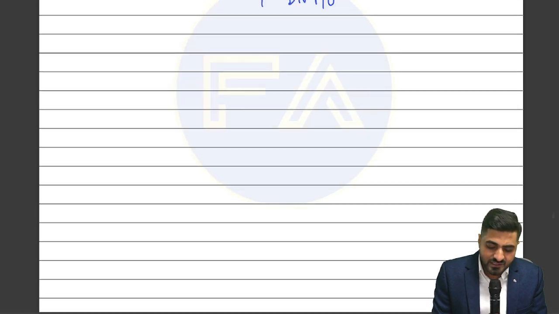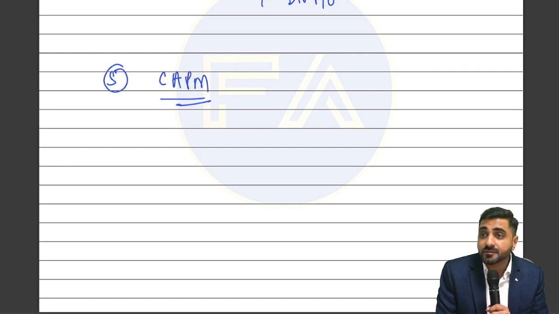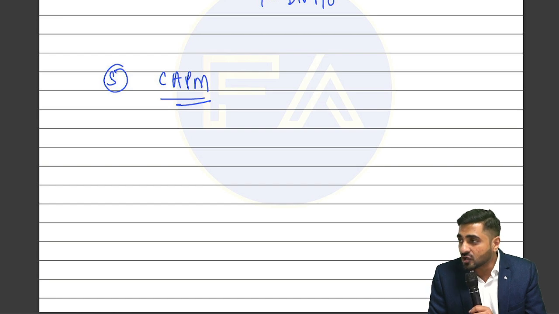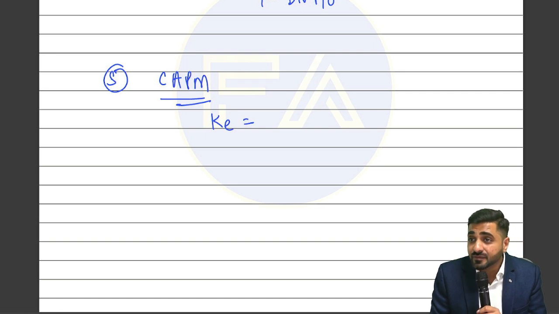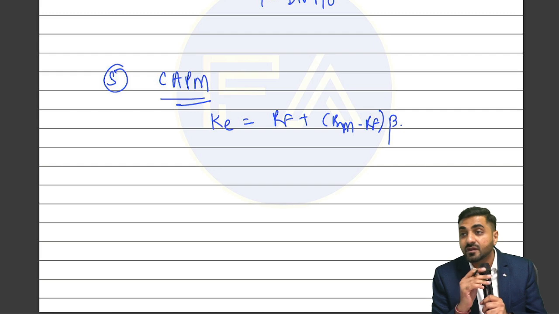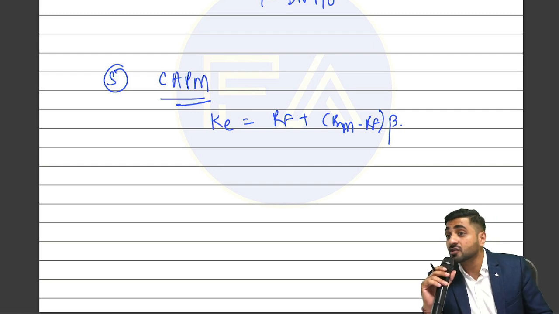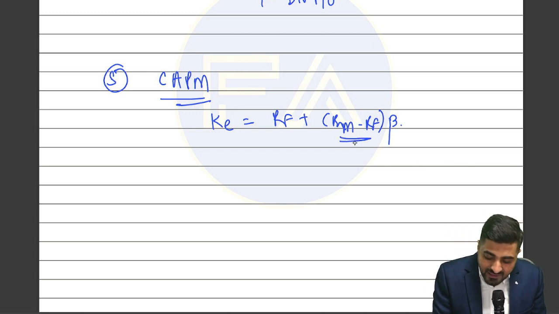Then, my dear students, there is something which is also called the capital asset pricing model. On this basis also, can you calculate the expectation of shareholders? Yes, sir. Does anyone know what's the formula? RF plus (RM minus RF) into beta. This RM minus RF is actually called the market premium.